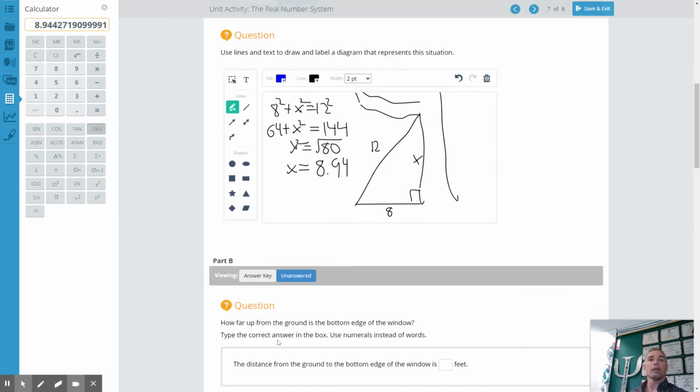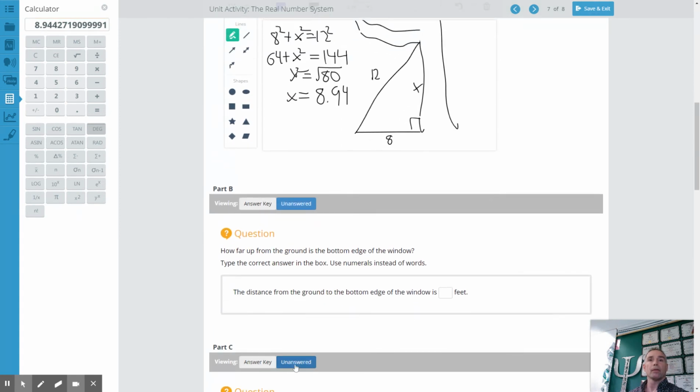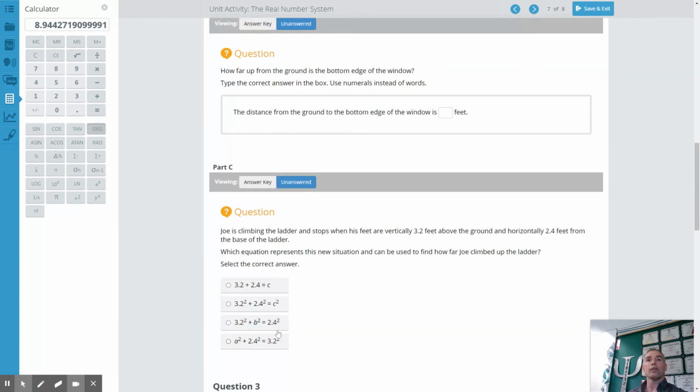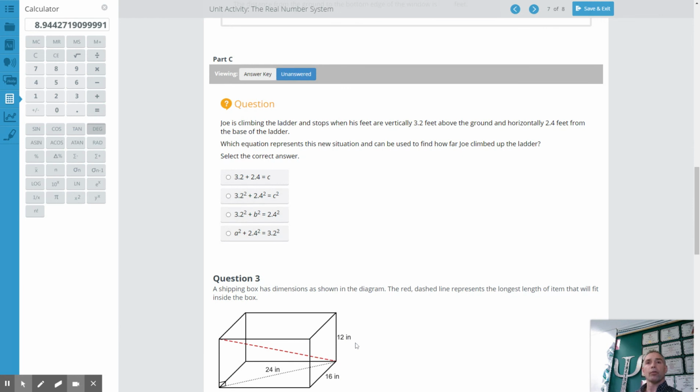Now, down here, you're going to have to figure out the height of that window. Here you have a situation where you've got two numbers of the Pythagorean theorem. So use the Pythagorean theorem to figure out: is this one a leg? Is that a leg? Is this a hypotenuse? Then figure out which one of these would fit that equation to figure out how high Joe climbed.